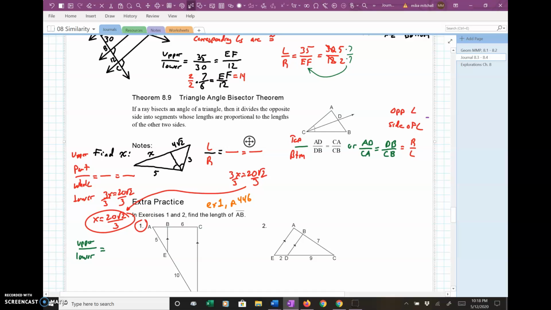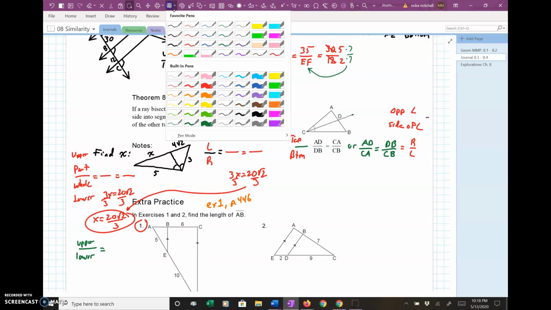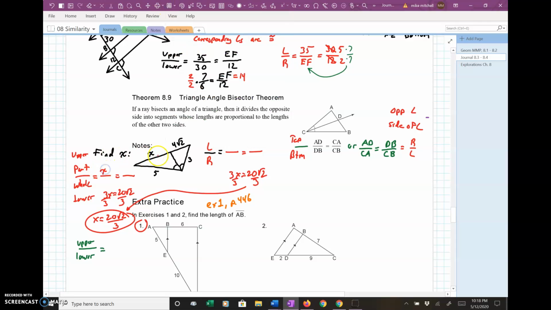Triangle angle bisector theorem. If you have an angle bisector, it divides the opposite side in proportion to the other two sides. I think of this kind of as part to whole. So I want to find X. X is my part, because that's part of that side. 5 is the whole side. That's left to left. And then over here I have 4 root 2. That's my part. And then my whole side is 3.